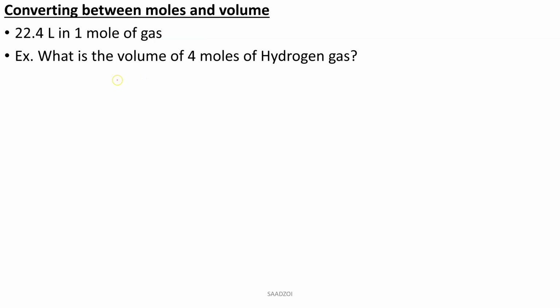Now, a T-chart is just a simple way of organizing information for ourselves. So whatever we started with, we put in the upper left-hand corner. So in this case, they gave us 4 moles of hydrogen. We're going to put it here. And we know the relationship. There's 22.4 liters in a mole.